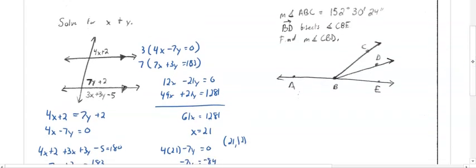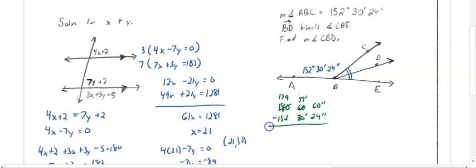In our next problem, angle ABC is 152 degrees, 30 minutes, and 24 seconds. We want to find the measure of CBD, which was bisected. So first we want to find the remainder of the angle. So we're going to subtract from 180. So we need to borrow a degree to get 60 minutes, and then we're going to borrow a minute to get 60 seconds. Now we can subtract.